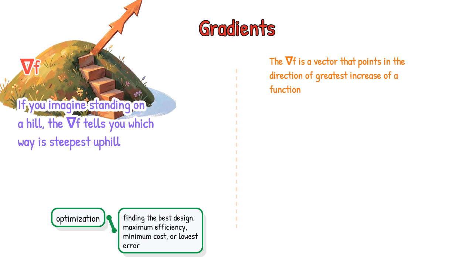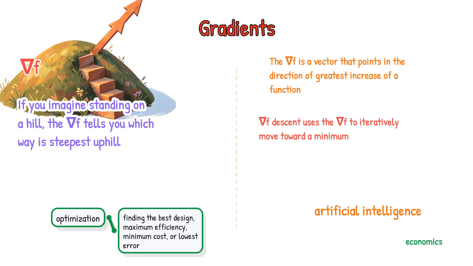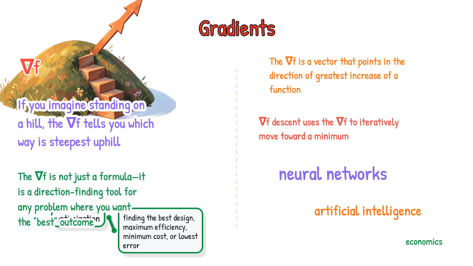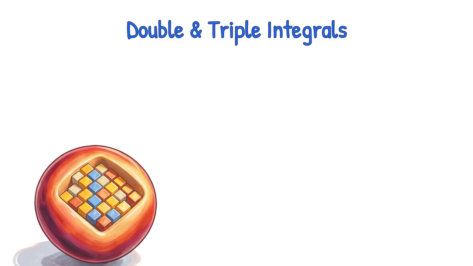This is why the gradient shows up in everything from economics to artificial intelligence. Gradient descent, for example, uses the gradient to iteratively move toward a minimum. It is one of the core ideas behind training neural networks. So the gradient is not just a formula, it is a direction-finding tool for any problem where you want the best outcome.